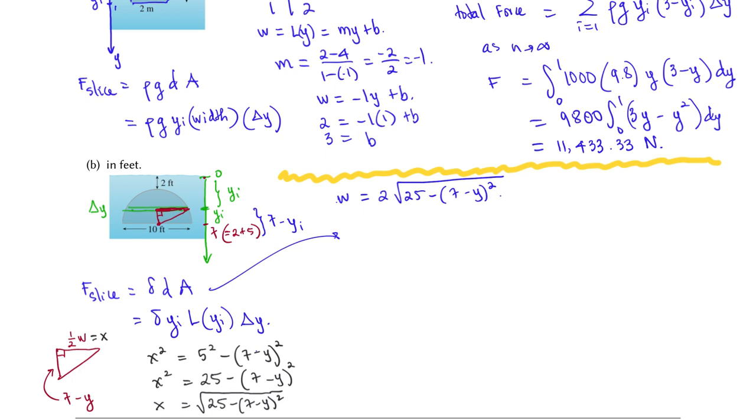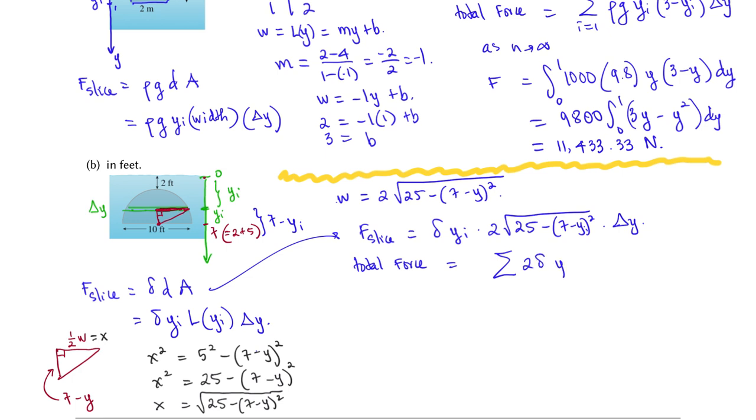Thus, the force on the slice is delta, which is the weight density, times the height yi, times the width, which is 2 times the square root of 25 minus the quantity 7 minus y squared, times the thickness, which is delta y. The total force is the sum of the forces on n slices, the sum as i goes from 1 to n of 2 delta yi, the square root of 25 minus the quantity 7 minus y squared, delta y.